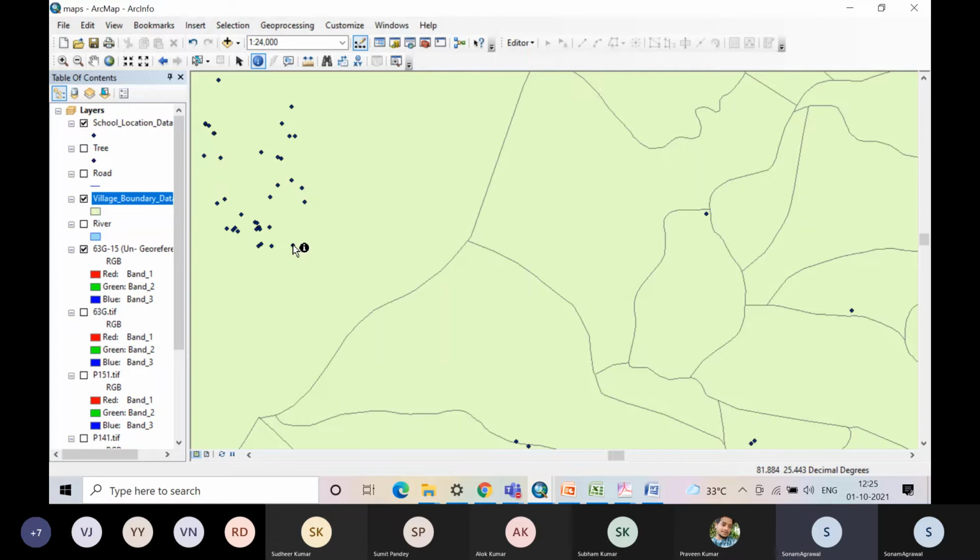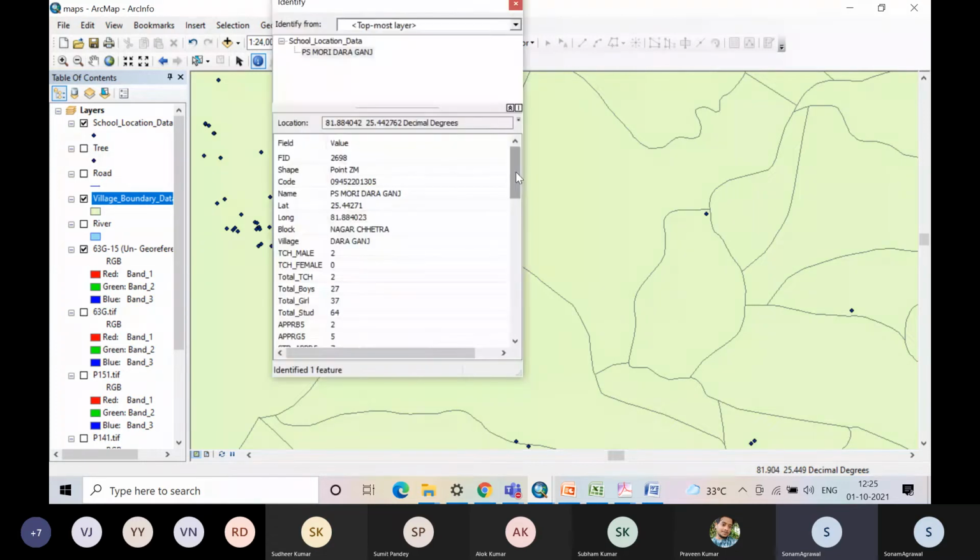And then if I click on this one, a table will appear in front of me, as you can see. The school code is given over here. This is the attribute information. The name of the school, P.S. Mori Daraganj. This is the attribute information. Then block, Nagar Kshetra. Village, Daraganj. Number of male teachers, 2. Female teachers, 0. Total teachers, 2. Boys students, 27. Girls students, 37. Total students, 64. All this information is the attribute information that is associated with that.